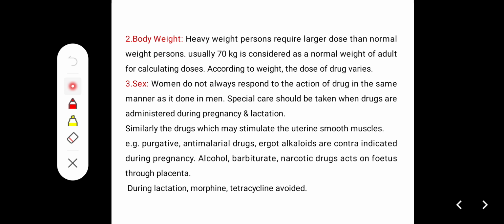Second factor is body weight. A heavyweight person requires a larger dose than a normal weight person. Usually 70 kg is considered the normal weight of an adult for calculating dose. The dose of a drug varies according to weight. The higher the weight, the larger the dose required.